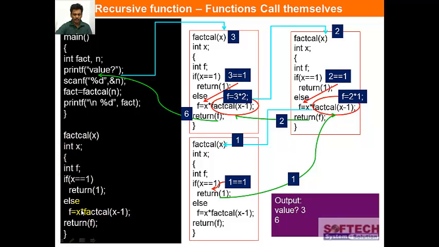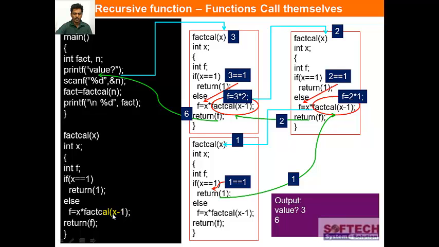So within the fact call function, we call the function again. So this is a recursive function. So x value is 3 into fact call of 3 minus 1.